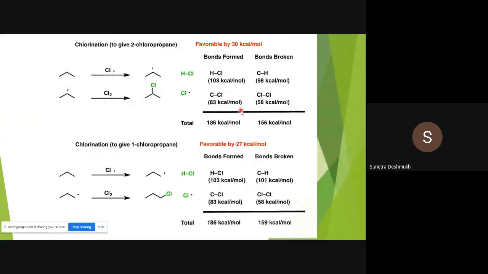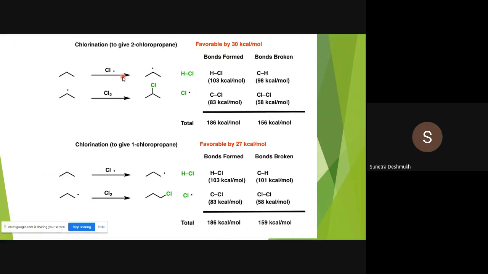Okay, next one. Now we will go for some energy calculation: how much energy we need for a primary radical, primary isopropane radical, primary or secondary radical, and how much energy we needed. Okay, so here in this slide, chlorination to give chloropropane. Okay, secondary radical generated over here.